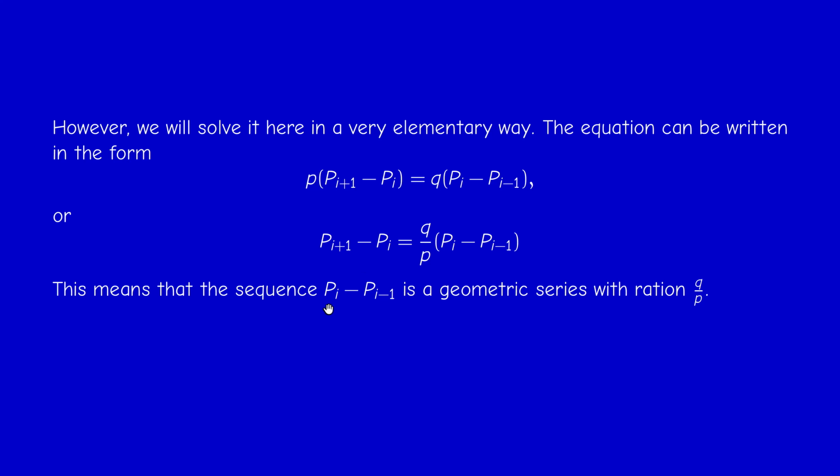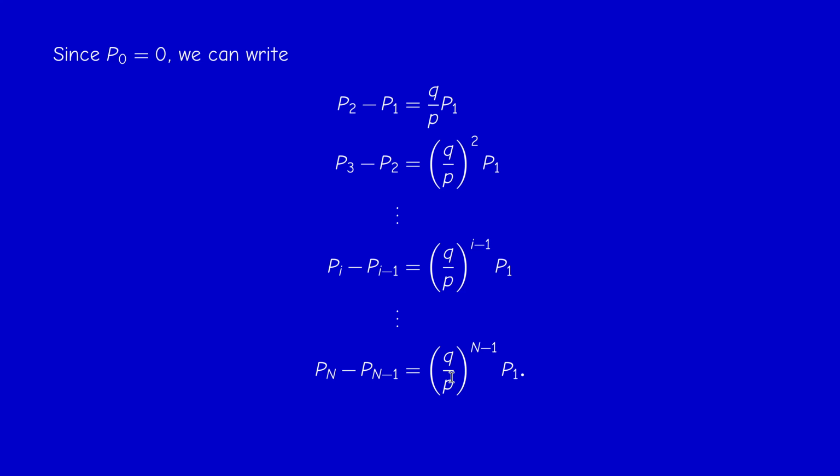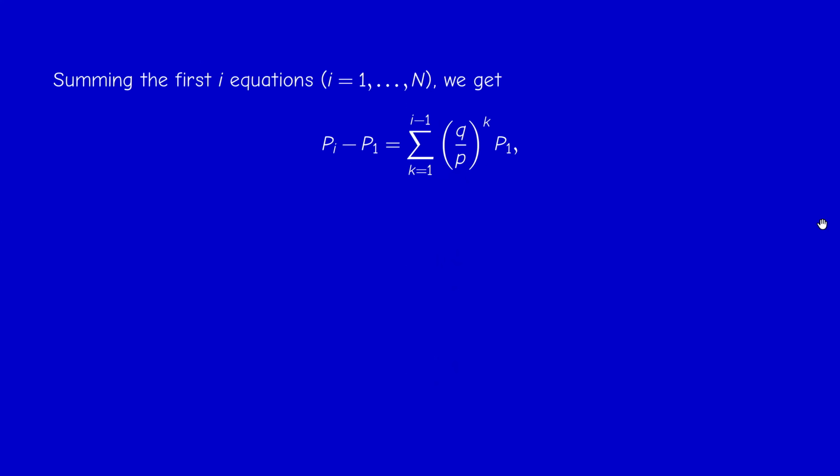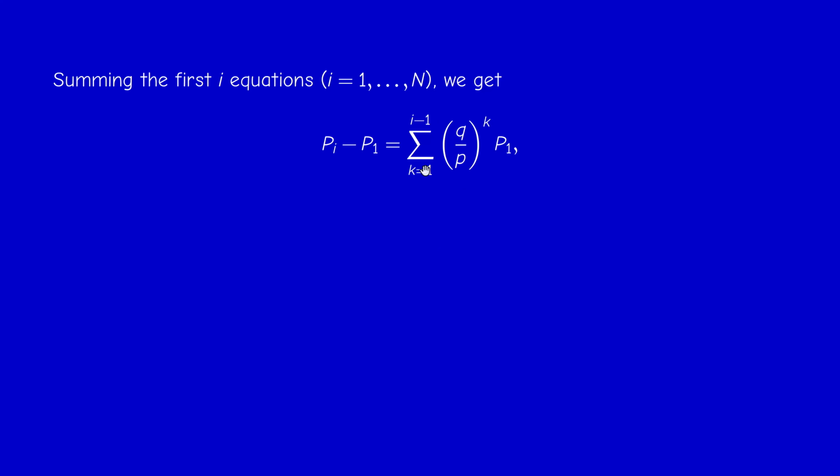What does this mean? It means that the sequence P_i minus P_{i-1} is a geometric sequence with ratio q over p, because each time I multiply by q over p. Since P0 equals 0, the first equation tells me that P2 minus P1 is q over p times P1. For the second equation, we multiply the first one by q over p, so we have q over p squared. If you continue, at the ith step we get P_i minus P_{i-1} equals (q over p) to the i minus 1 times P1, and so on till the last term. This is very elementary. Therefore, when we sum the first i equations, we have cancellation: P2 cancels with P2, so we are just left with P_i minus P1.